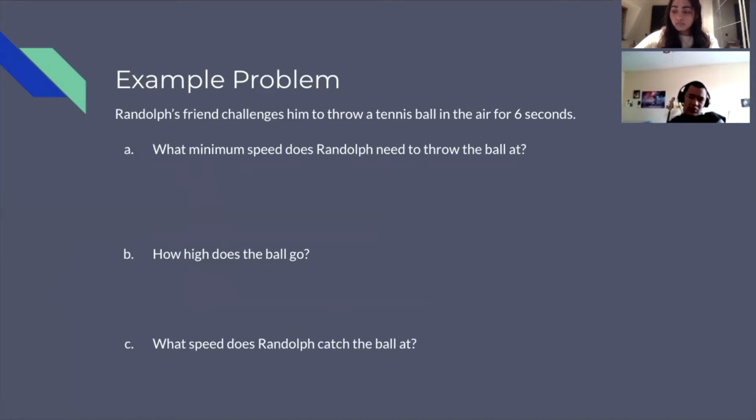Our second example problem is similar, except we're given different variables. Randolph's friend challenges him to throw a tennis ball in the air for 6 seconds. What's the minimum speed that Randolph needs to throw the ball at? How high does the ball go? And what speed does Randolph catch the ball at? We'll give you another 5 seconds to pause and figure this one out.